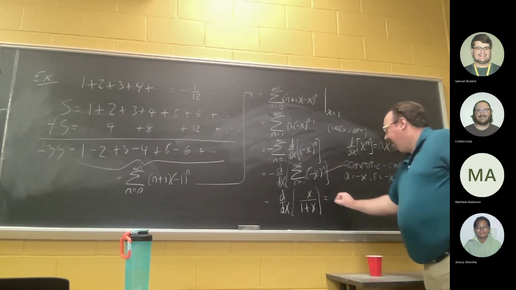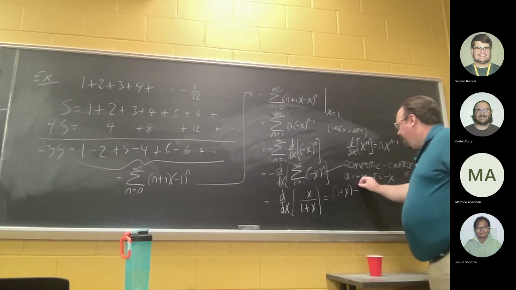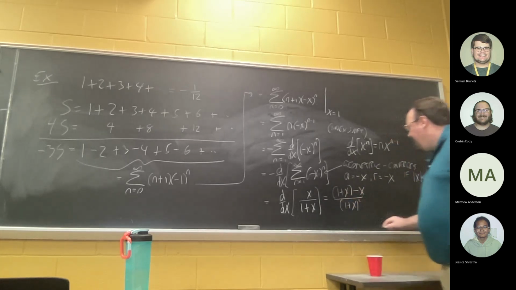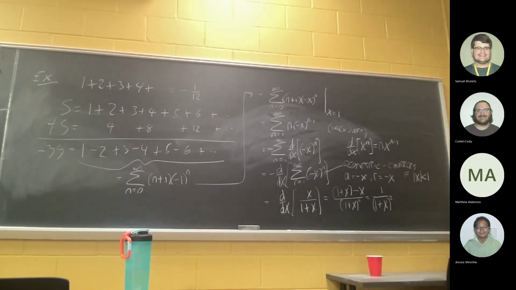Now go ahead and take the derivative. Quotient rule, so we end up with just 1 over 1 plus x, the whole thing squared. But this is evaluated at x equal 1. So if I were to plug in x equal 1, I would get 1 over 2 squared, I would get 1/4.